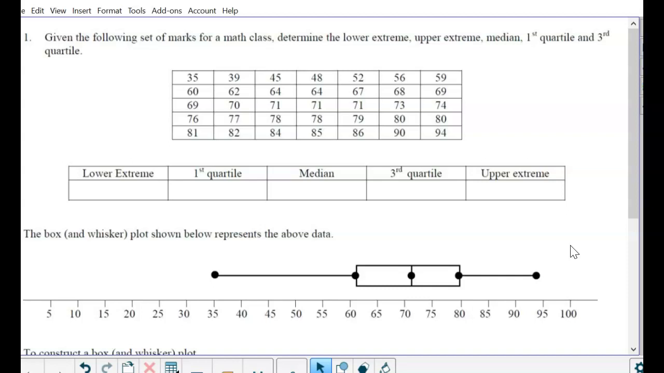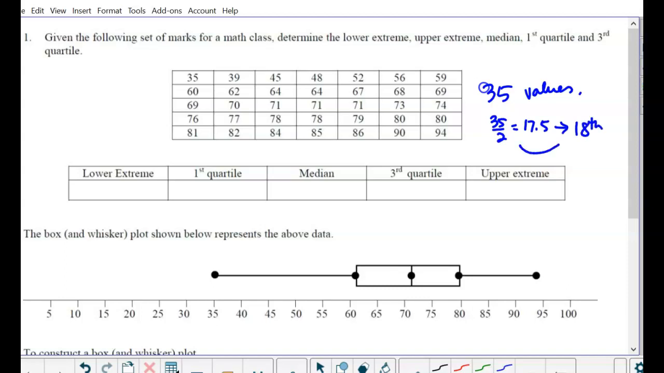So, first of all, how many data values are there? There's 7 in each row, and there are 5 rows. So 35 data values. If we want to think about the median, we want to find the middle value. If you divide 35 by 2, you get 17.5, so it's going to be the 18th data value. So you have 17 in your list, 17 is 34, and there your median is in the middle.